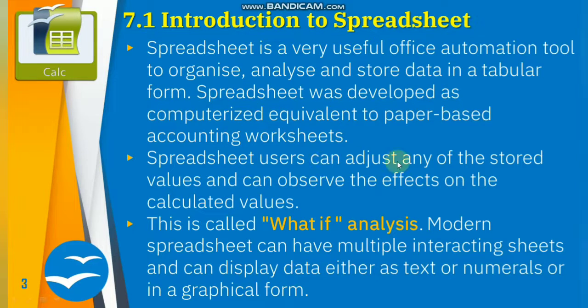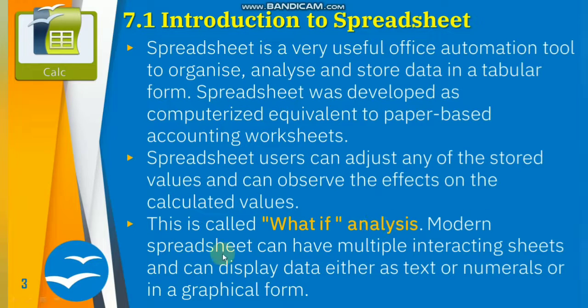Spreadsheet users can adjust any of the stored values and can observe the effects on the calculated values. So what they are trying to say is we can adjust values in the cells which are already stored, and you can see the effect, in the sense you can see the output as the calculated value, and this is called what-if analysis. So what-if analysis is what will be my output if I change the value. That is called what-if analysis.